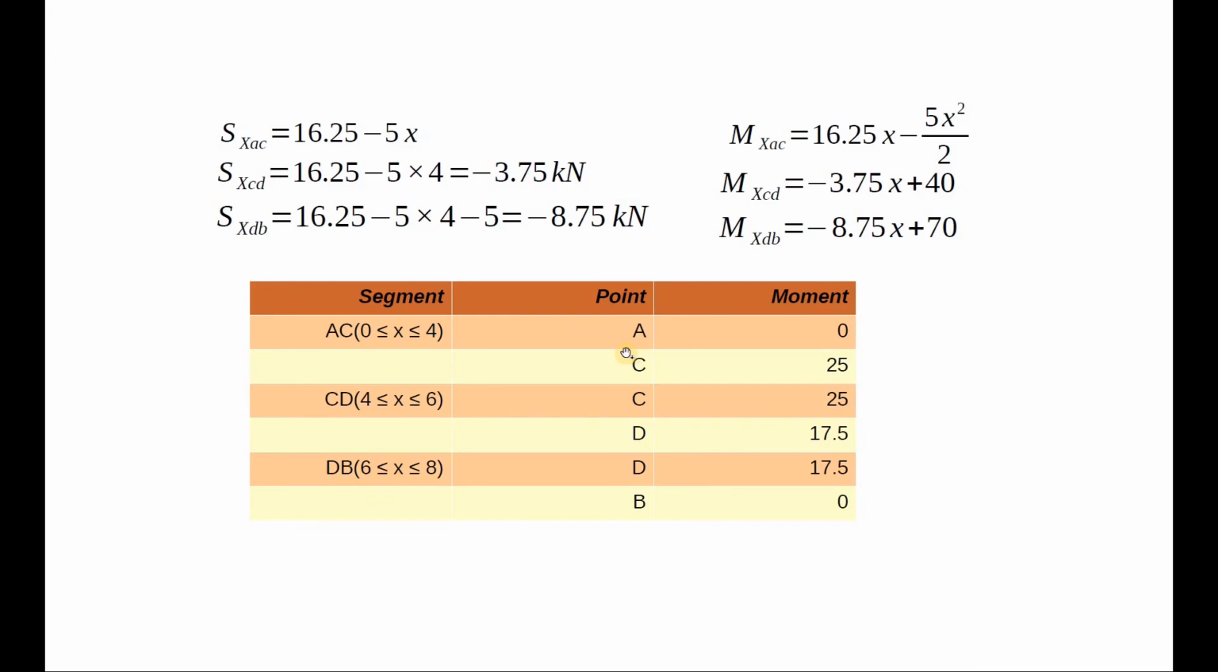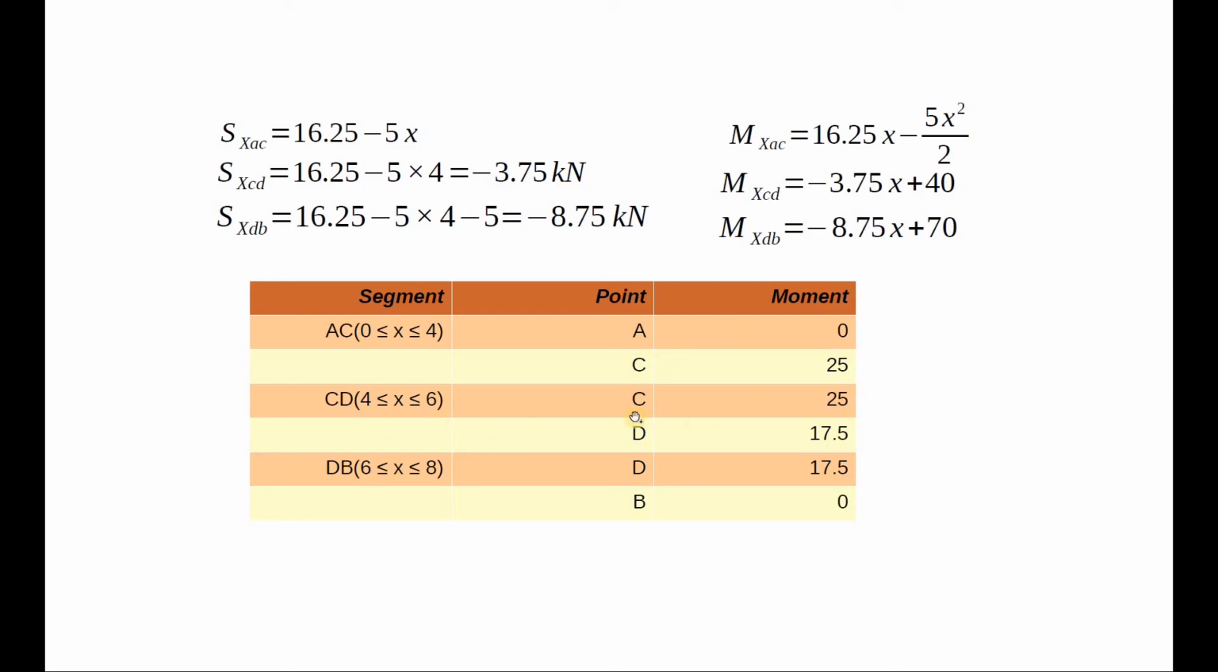Referring to the table, we have our bending moment for segment AC. At point A, we have a 0 bending moment. At point C, we have a value of 25. This variation, according to this expression, is parabolic. That too, a parabola opening downwards. But we are not going to plot it as of now because we need to calculate the maximum value of the bending moment that occurs within this segment.